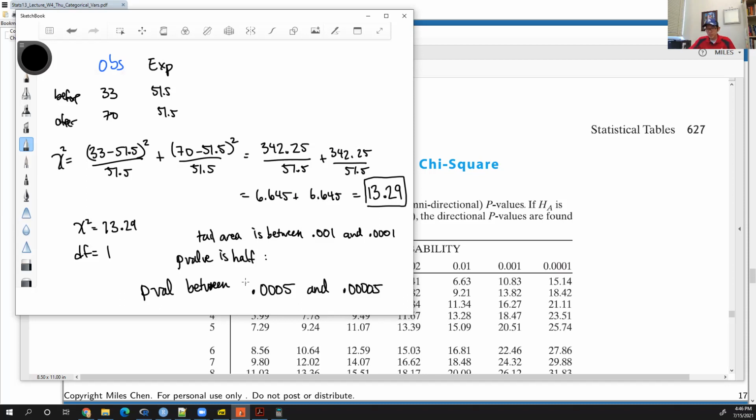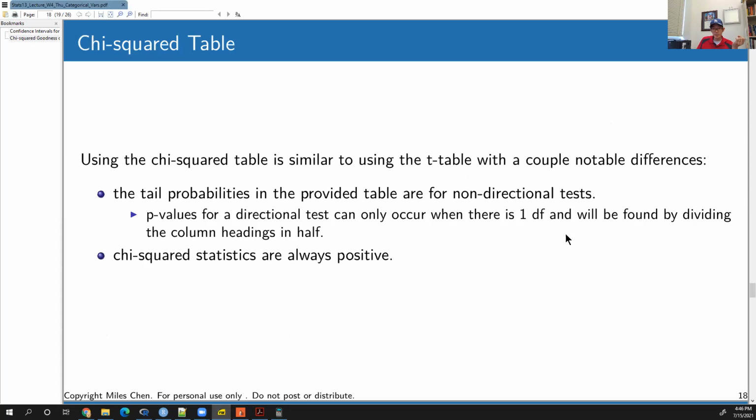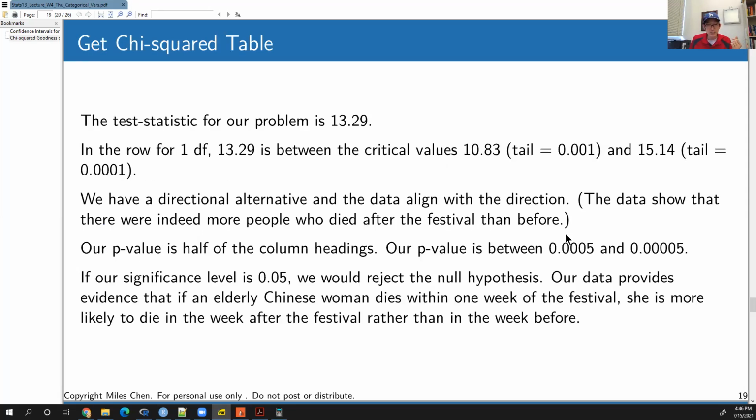Okay. So really tiny values, we would likely reject. We would reject the null hypothesis, and we have evidence that they're not equally likely to die before or after, that perhaps something is going on. Okay, so our p-value is between these two numbers, and we would reject the null hypothesis, and we would say something like, our data provides evidence that if an elderly Chinese woman dies within 1 week of the festival, she's more likely to die in the week after the festival than in the week before.